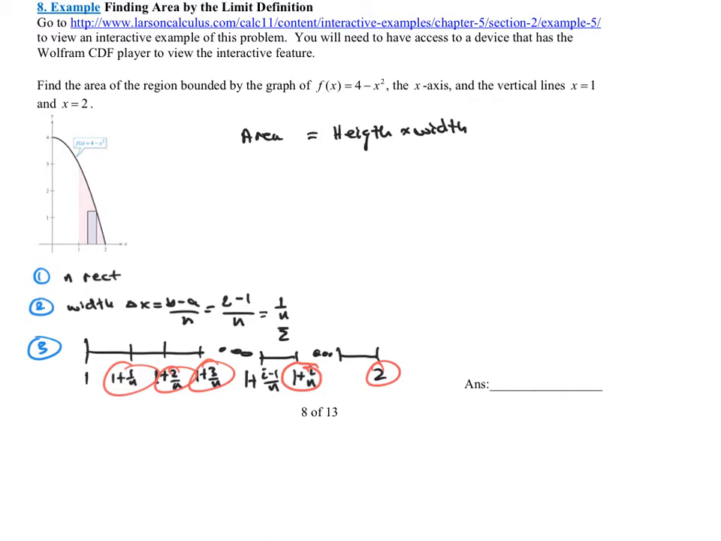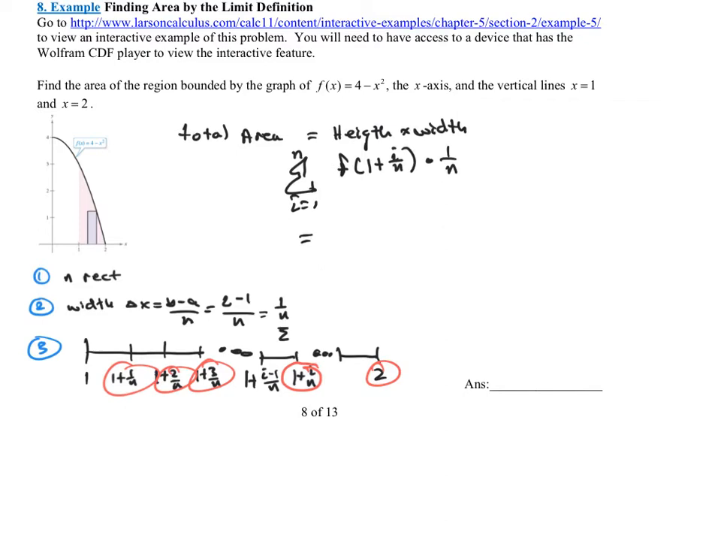The height is I plug that function value into the function. In this case, it's f of 1 plus 1 over n, right? 1 plus, I did that wrong. 1 plus i over n is the general one. And the width we decided was 1 over n. Okay, so that's the area of one rectangle, but if we want to find the total area, we need to find the sum of all n rectangles.